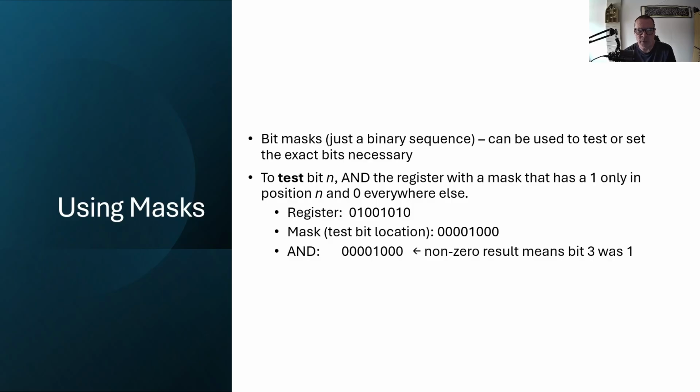Because we've put 0 everywhere else, none of the other bits is going to give us any information, because AND needs both of them to be true, both of them to be 1, for it to do anything. So that's isolating the one particular bit that we're interested in testing.